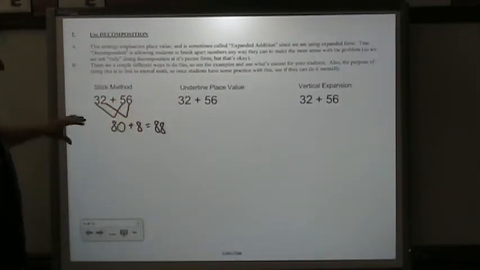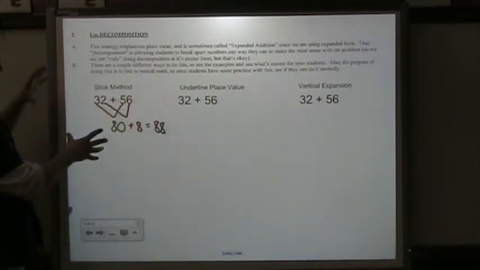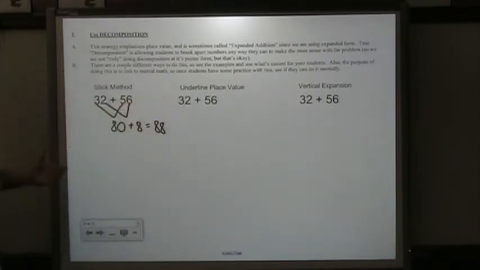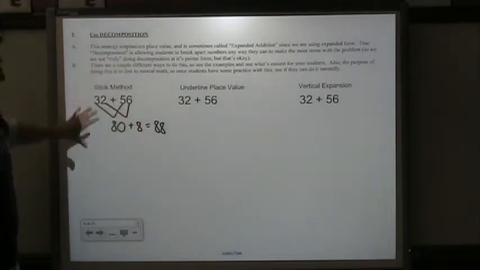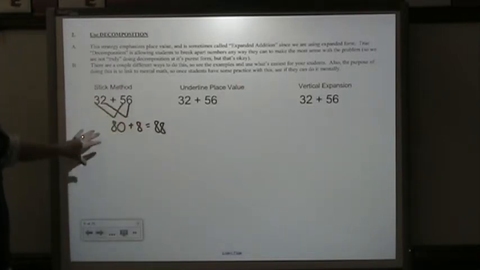Underline place value is a little less with the sticks. I know when students use their own whiteboards, sometimes the sticks get a little big, but that's kind of a spatial thing they can practice. That's not a bad thing. And so you using different colored markers up here doesn't mean they have to use different colored markers there, but making that link to what you're doing on here is probably a good thing.